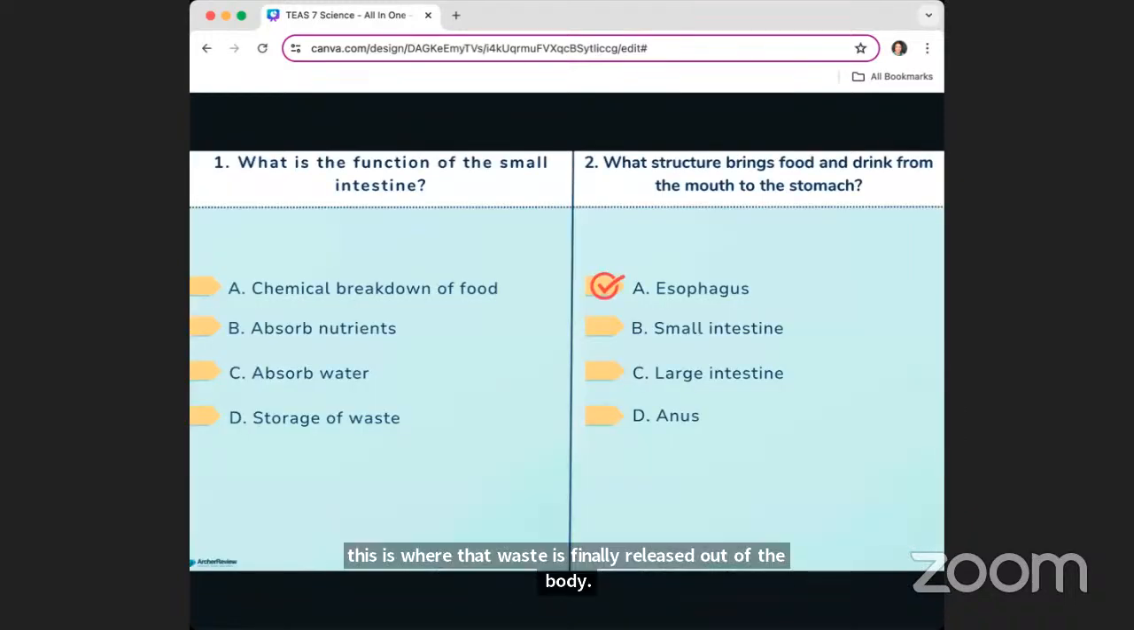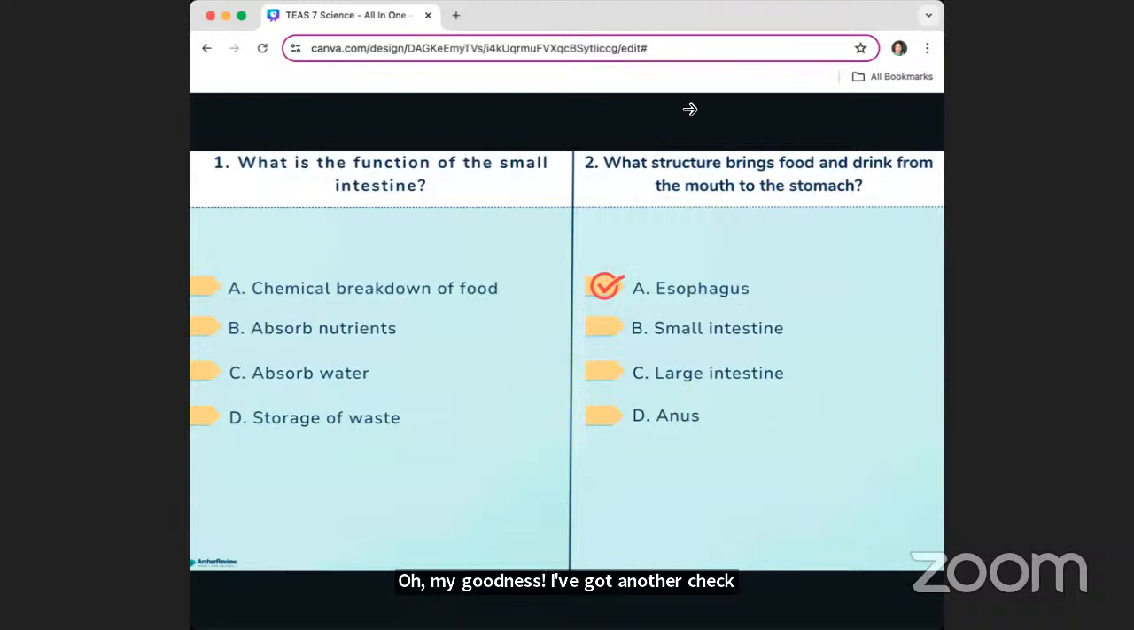Let's take a moment to check in. I've got another check already revealed for you. I need to do a better job at those. Our two questions: one, what is the function of the small intestine? And two, what structure brings food and drink from the mouth to the stomach? Go ahead and give yourself 2 minutes, and maybe cover up those checks if you need to. I'll check back in with you in 2 minutes.